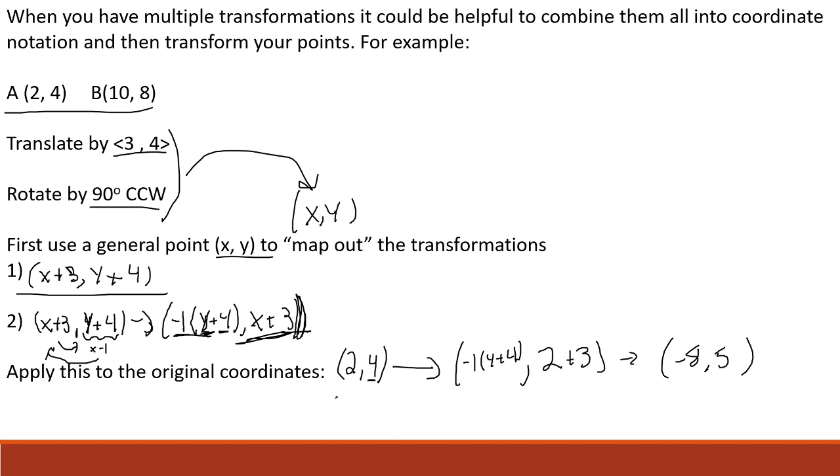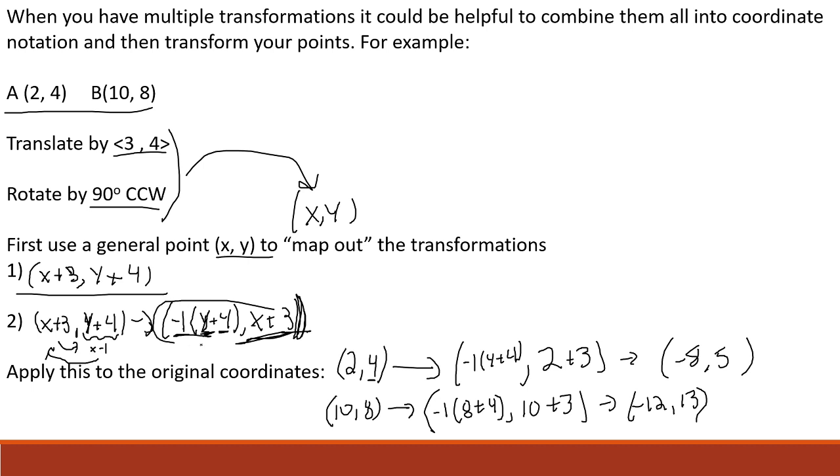And then I do the same thing for the B. 10 is my x, 8 is my y. So the first coordinate is -1 times the y plus 4. And then here is the x plus 3. And I get -12 comma 13. So again, you kind of use this final point here as your general point, as your roadmap, to quickly apply the transformation to all 3 points. I find that this works better if you have lots of points you have to do it to.